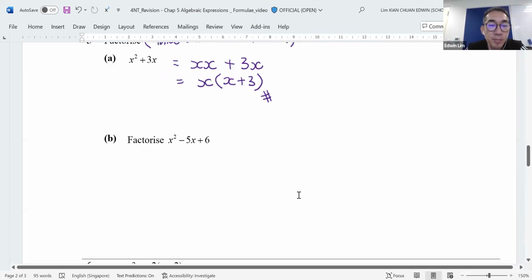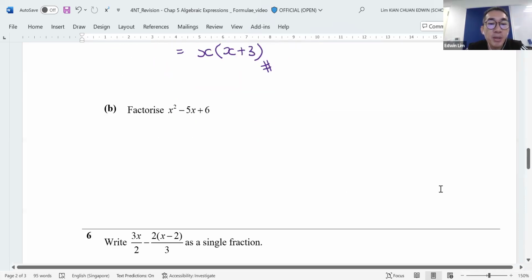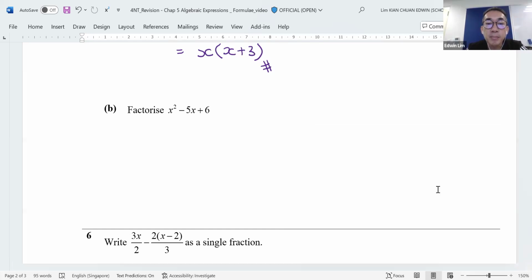Okay, so this is the answer to question 5a. Next one. Question 5b. Factorize x squared minus 5x plus 6. This answer will have two brackets. Since we start off with x squared, the first item here will be x. So what are the numbers beside the x? The first thing that you have to do, you must make use of plus 6.